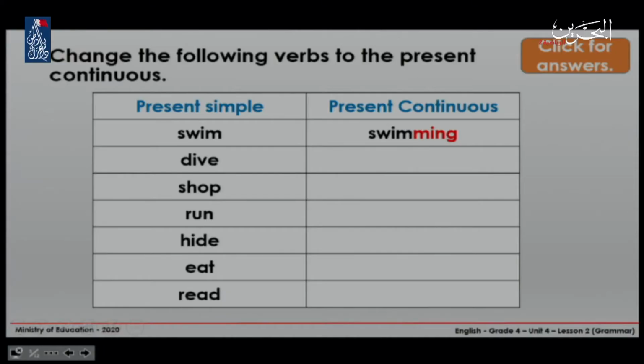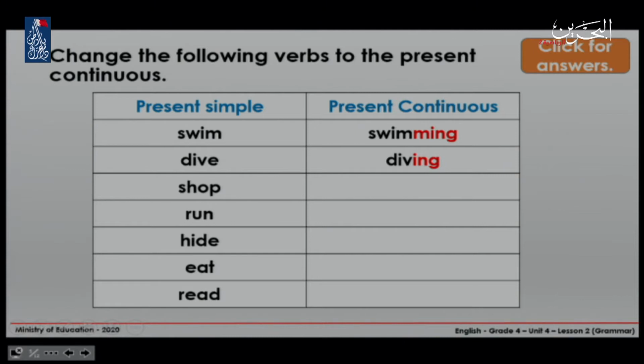Swim. Here we have a vowel, letter I, and a consonant, letter M. We will double the letter M, and it will become swimming. Now let's see the second verb, dive. What are you going to do? Excellent. As you can see, we have a silent E. So we will drop the silent E and it will become diving.